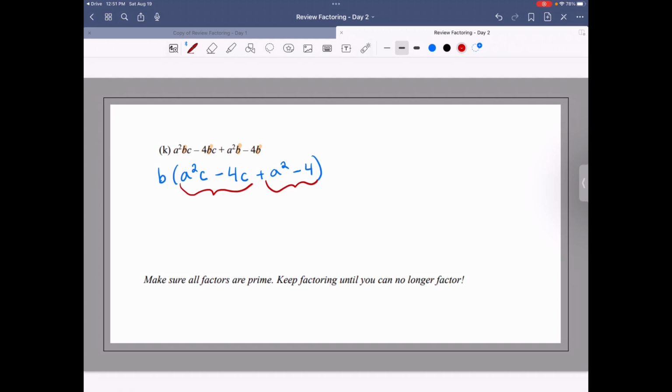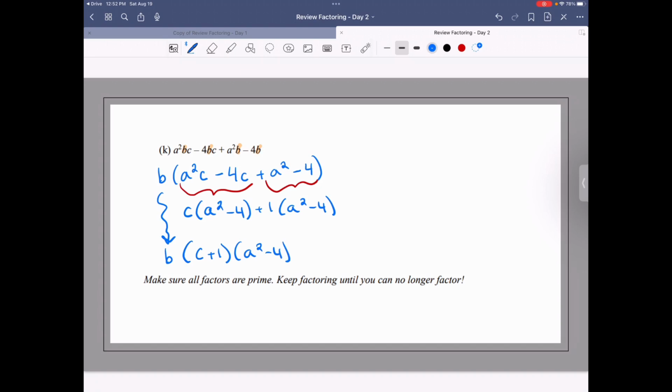Okay. So, and it says make sure all factors are prime, keep factoring until you can no longer factor. This one's interesting. So we're going to factor out a c, which leaves us with a squared minus 4. Then we're going to factor out a 1, leaving us with a squared minus 4. And we're not going to forget our b. We're going to bring that down at the end, okay? So then we have b, and we have c plus 1, and we have a squared minus 4.